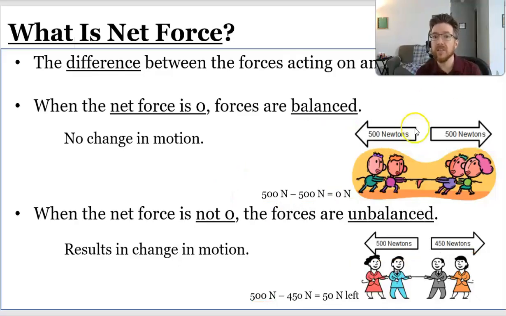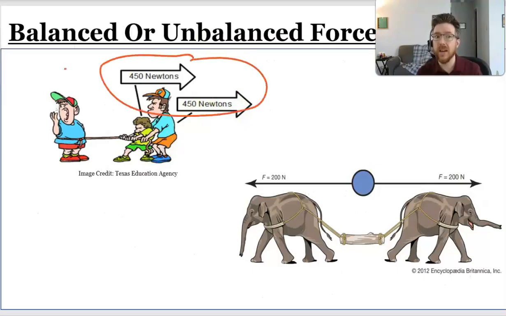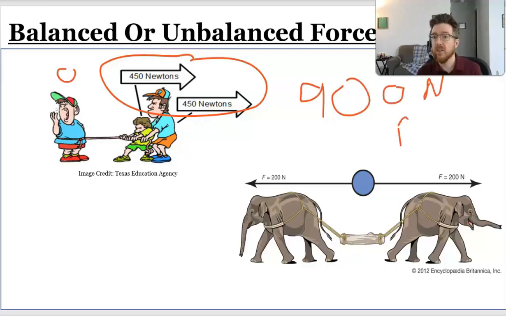And now without talking about it exactly, that's what we had done up here when we said, okay, this total is 900 minus a 0 gives us 900. So we could say this is unbalanced with 900 newtons going to the right in this case, whereas this one, 200 minus 200, would be 0 newtons, because of course these are balanced forces.